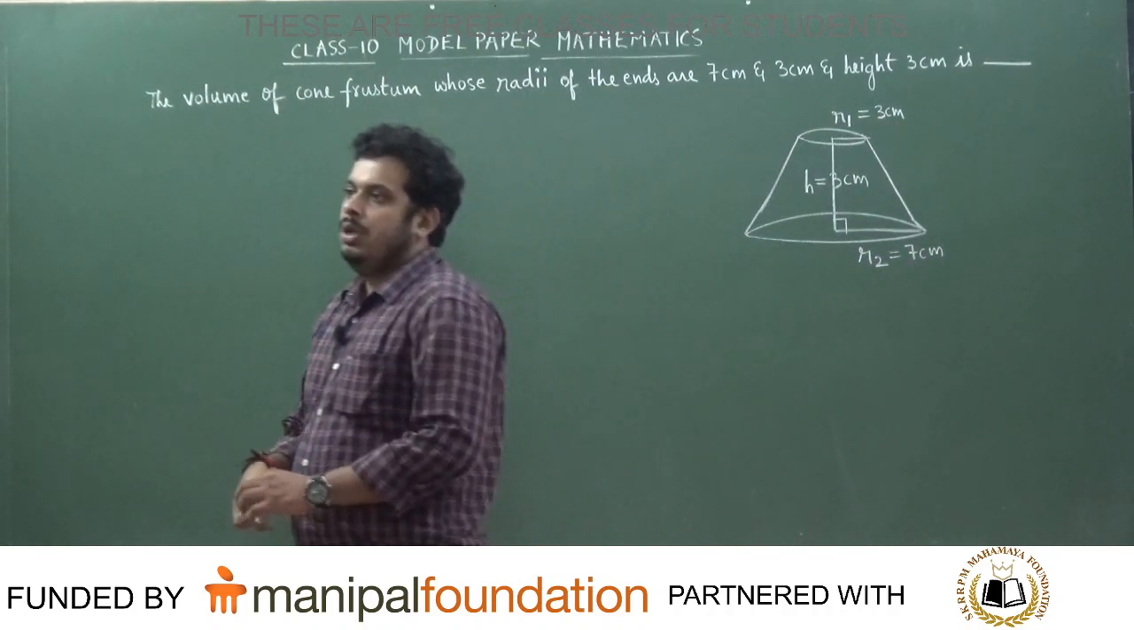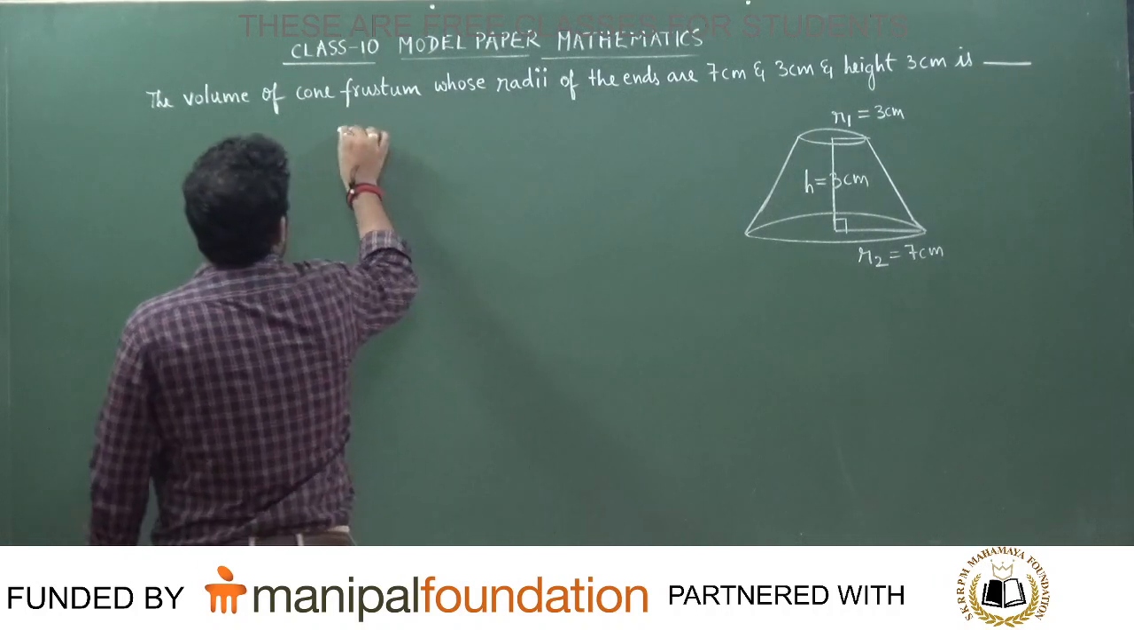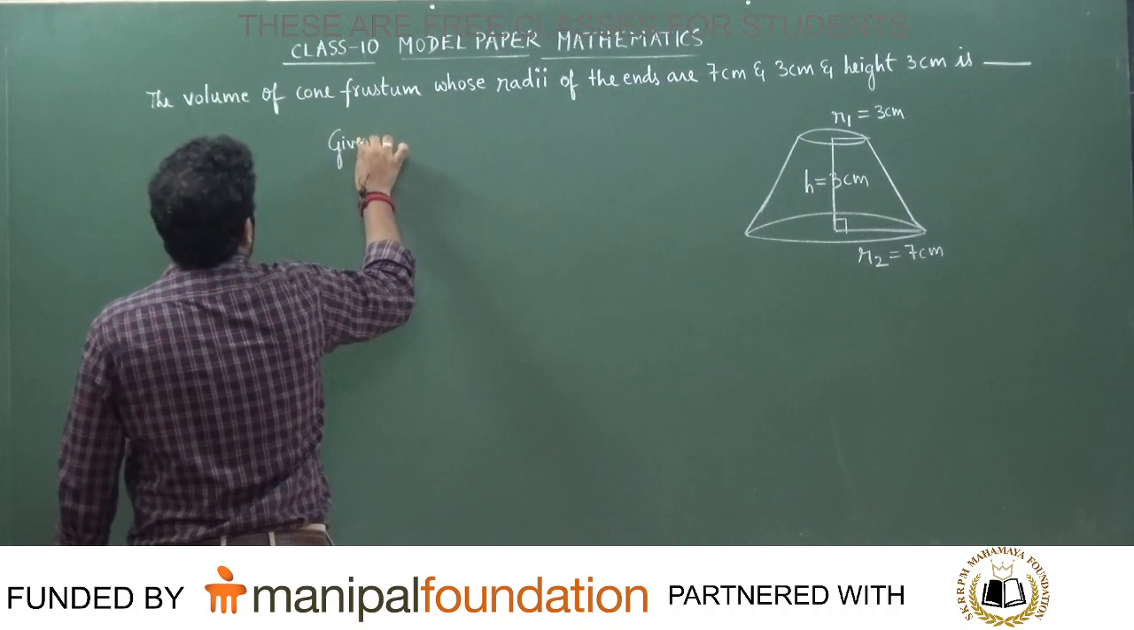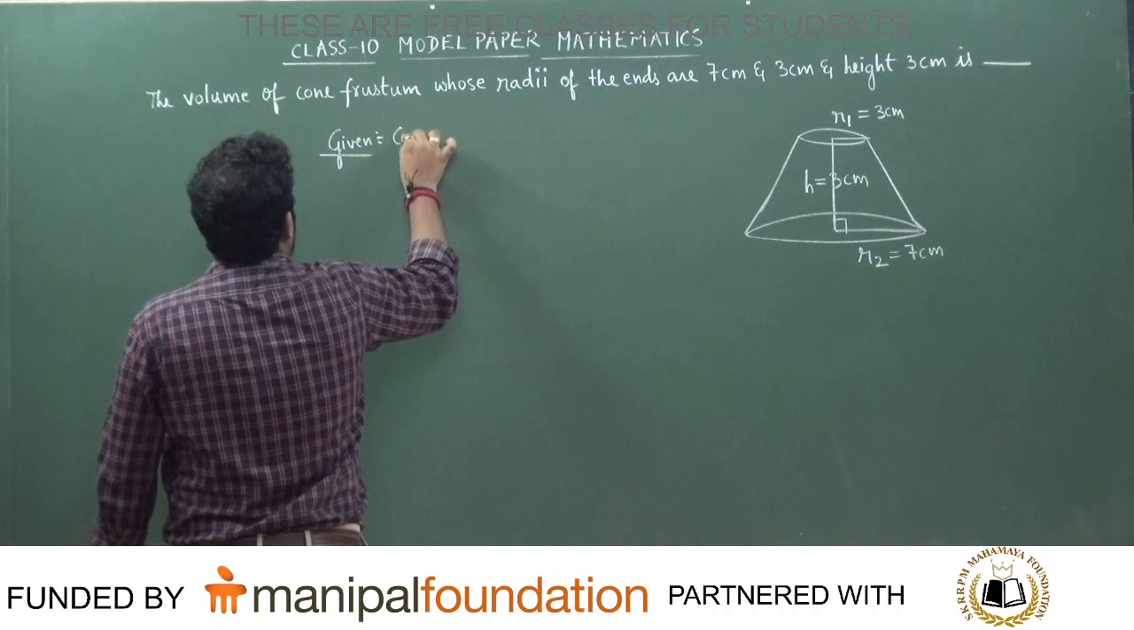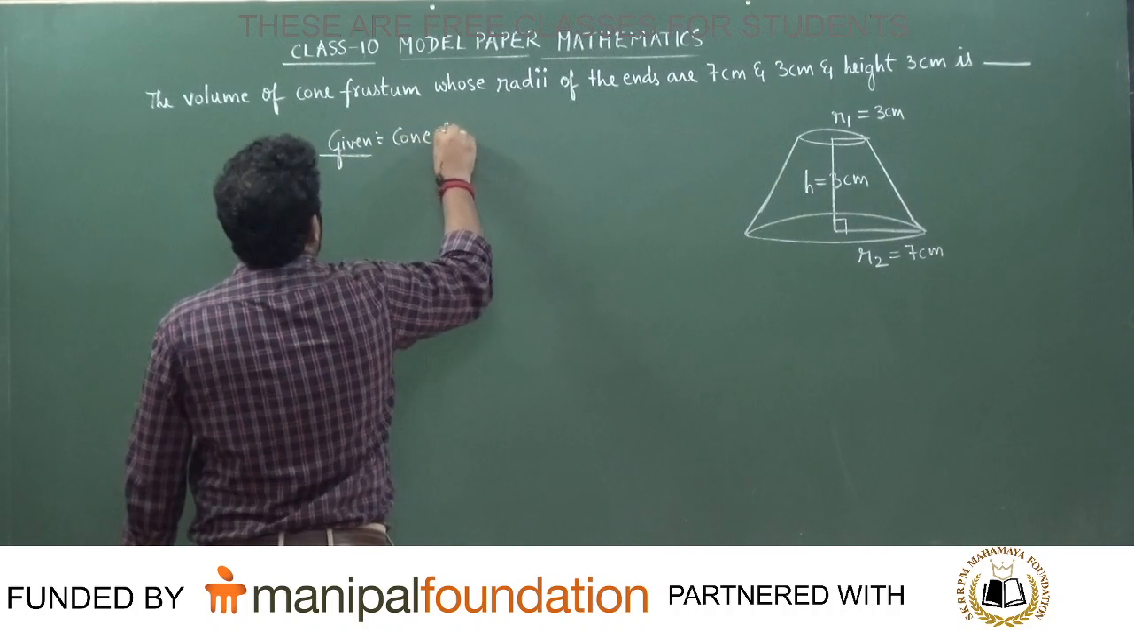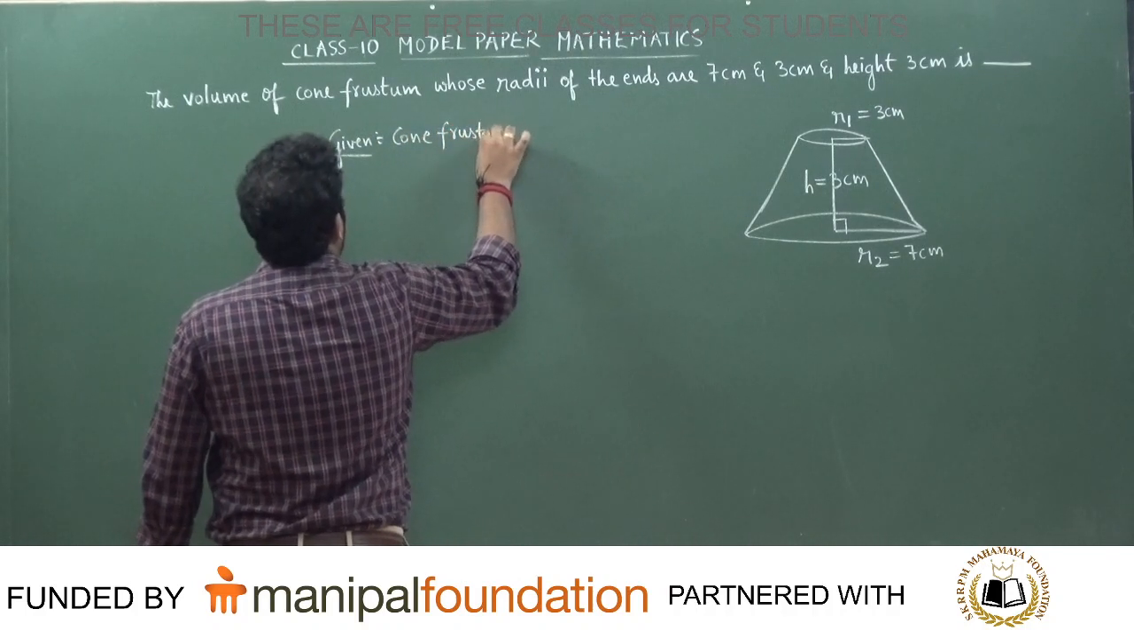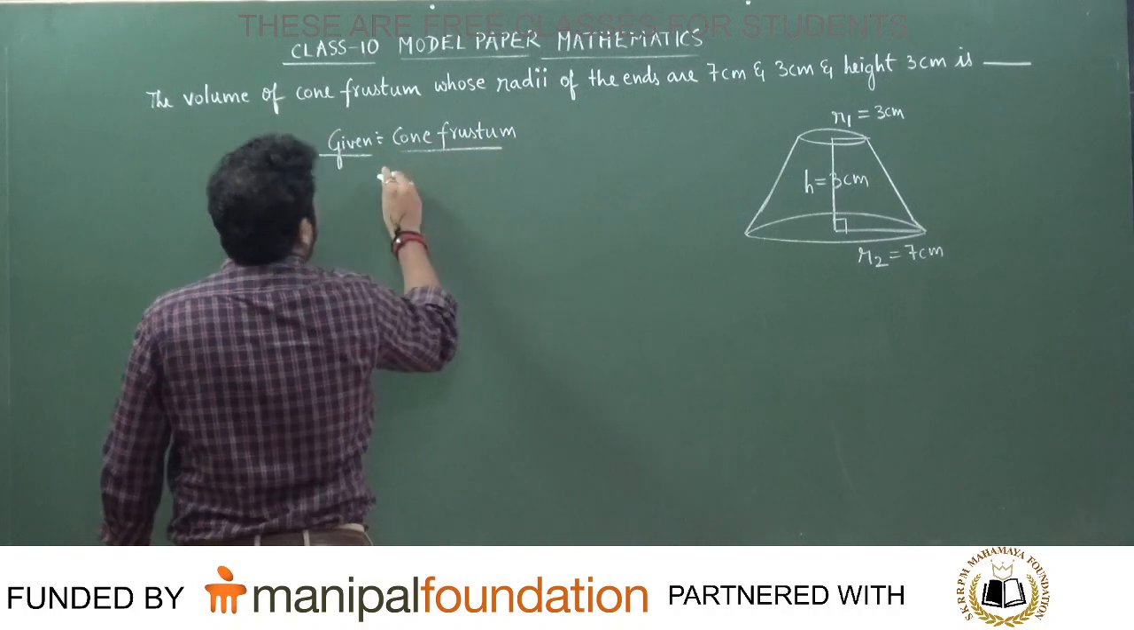Yes or no? So can you tell me what is given in the problem? Given in the problem, a cone frustum. First you write the name of the figure if you want to solve this like this, by writing given in the problem a cone frustum. Now what is given in the problem here?